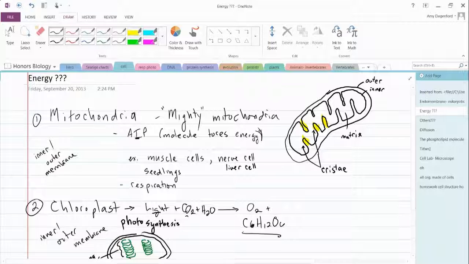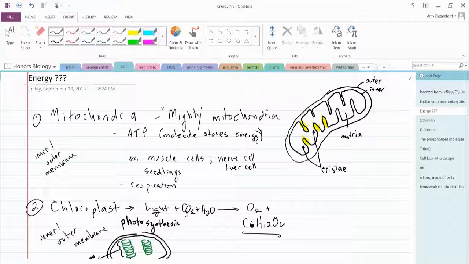Now, so the mighty mitochondria, what does this even mean? Well, the mighty mitochondria is so named because it's going to be producing lots and lots of ATP. Now, ATP is this molecule that is a little bundle of energy. It has a little high energy to it.